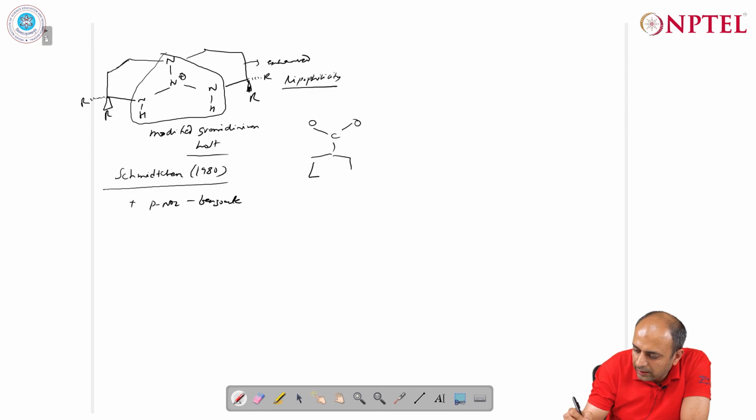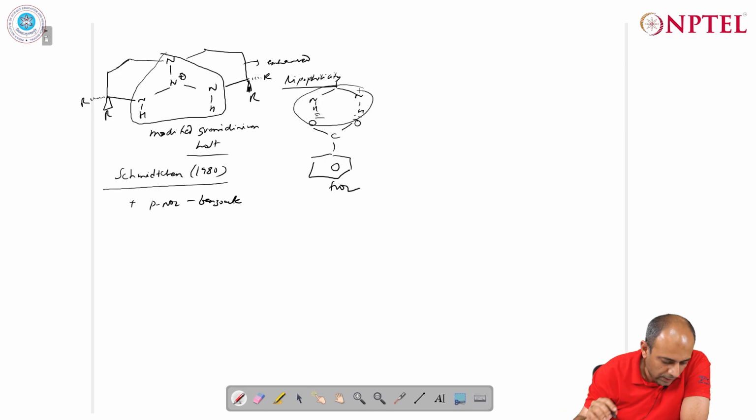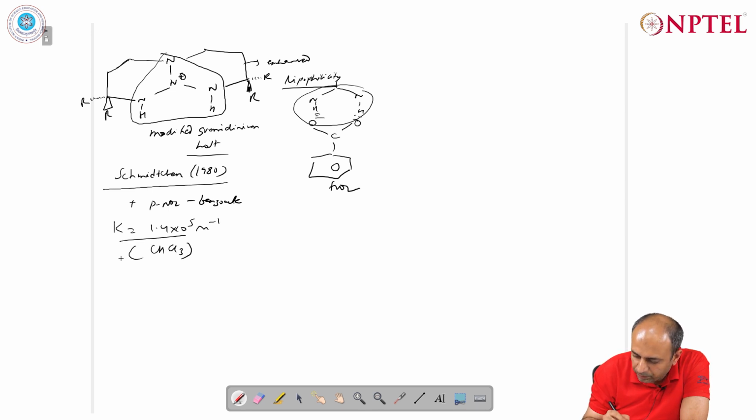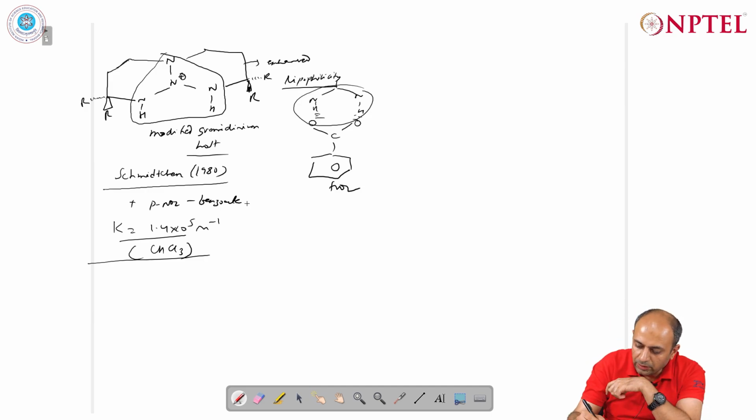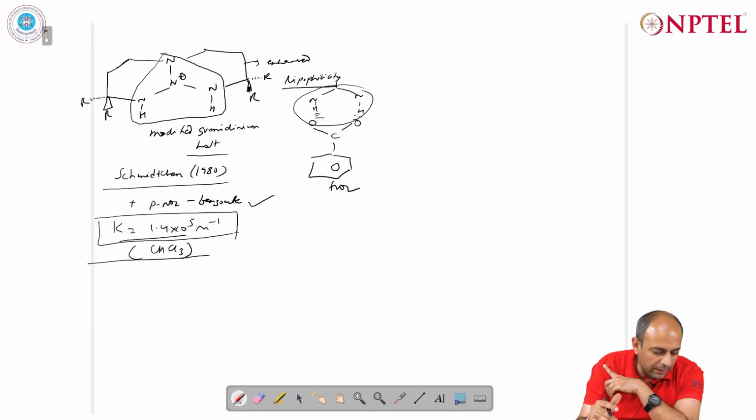So, it can interact with NH via these hydrogen bonds, and when it interacts, the magnitude of the equilibrium constant now becomes 1.4 x 10^5 molar inverse in chloroform. So, when these experiments were done in chloroform and in the presence of para-nitrobenzoate, the magnitude of the binding constant becomes very high. So, the modified guanidinium host can now actually enhance these kinds of processes.